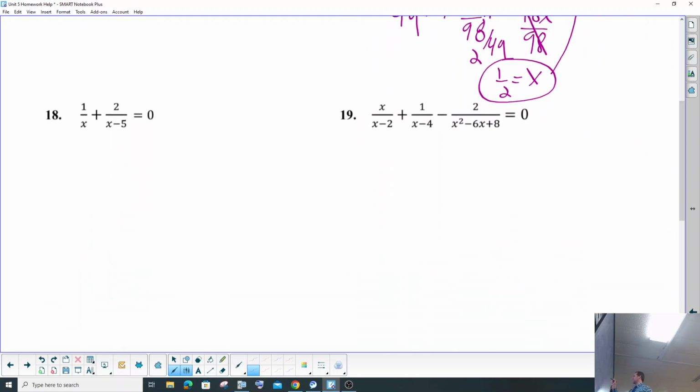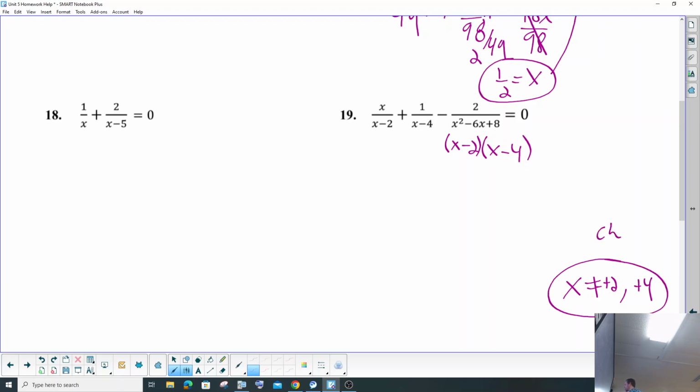Okay, so let's try this one. We're going to factor this one into x and x. And look, 2 and 4, and a negative times a negative is a positive. So what are our restrictions? x can't equal a positive 2 or a positive 4. So that's our restrictions. Check at the end.